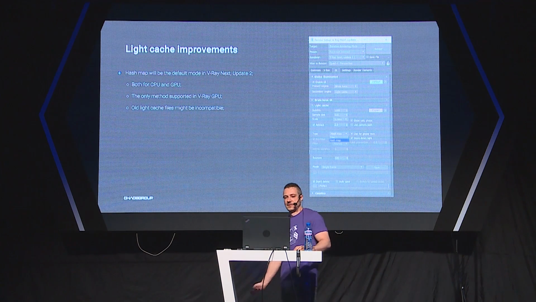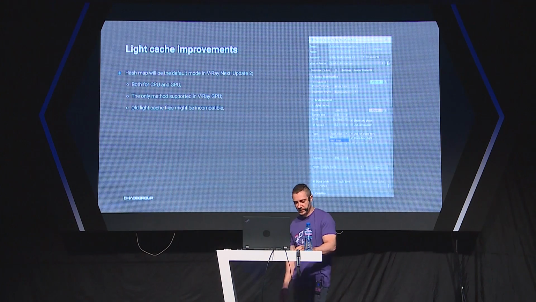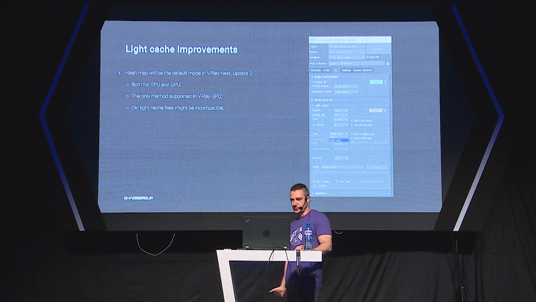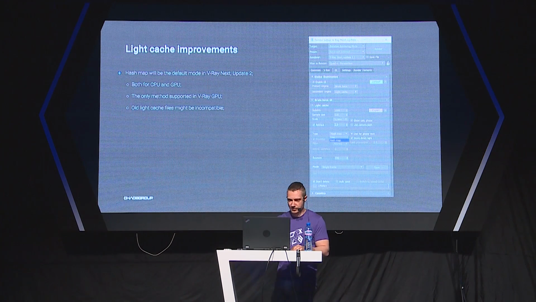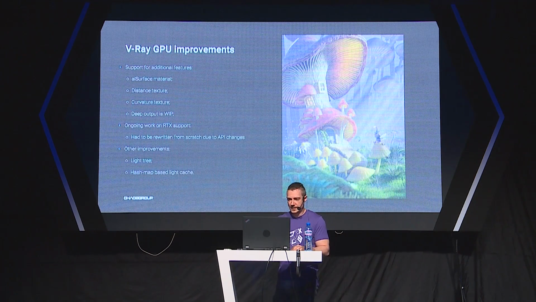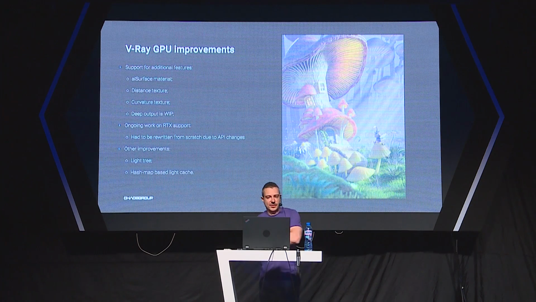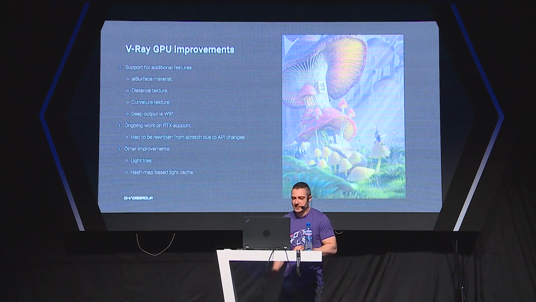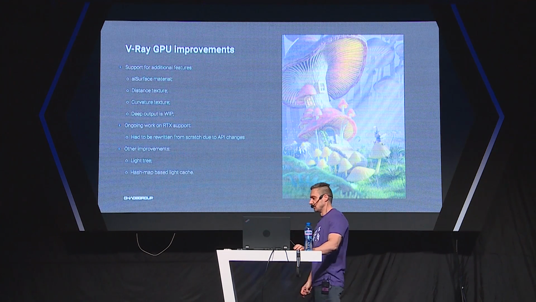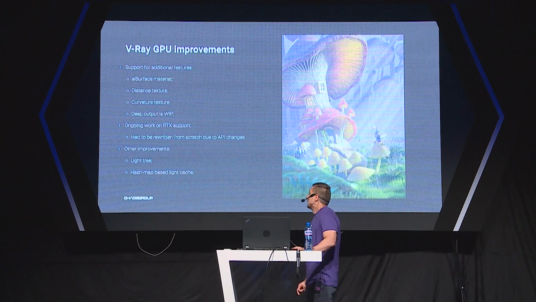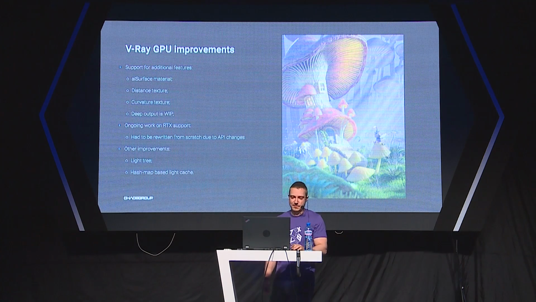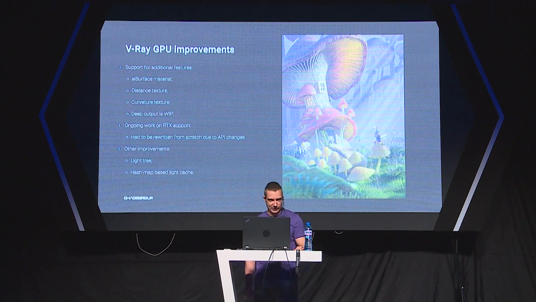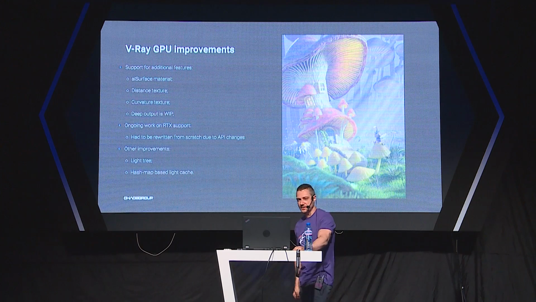We implemented the hash map approach in V-Ray GPU as well, and actually on the GPU, it's the only method that we use. We don't have both approaches there. It's only a hash map. And speaking about V-Ray GPU, we did several things that people really wanted. The L surface material and the distance texture were two of the most highly requested features for V-Ray GPU, so now they are there and they work.